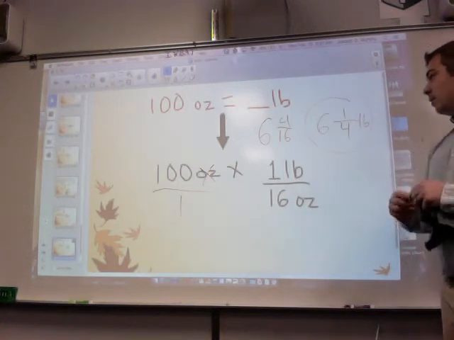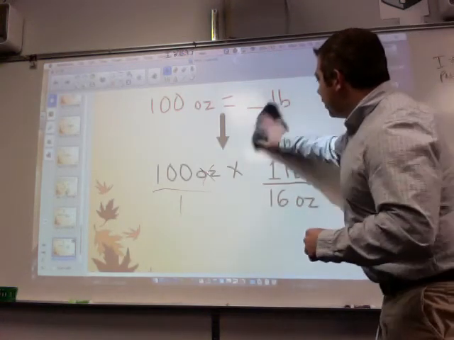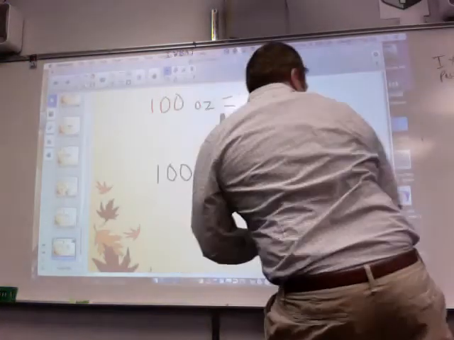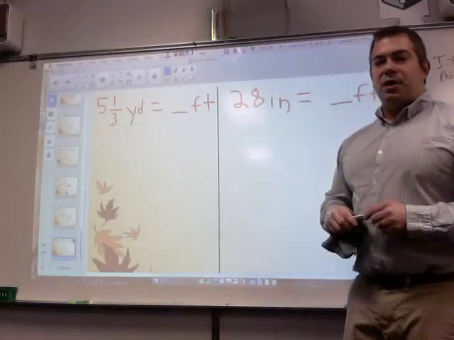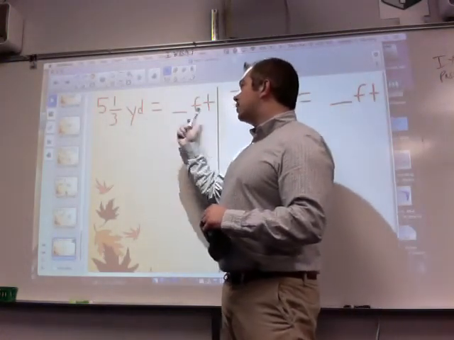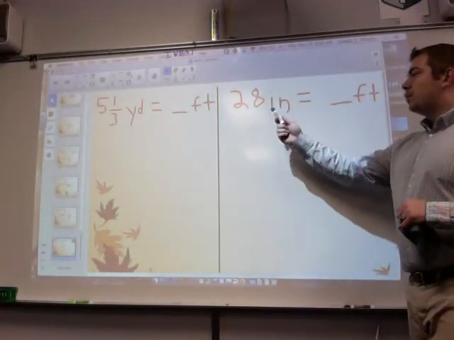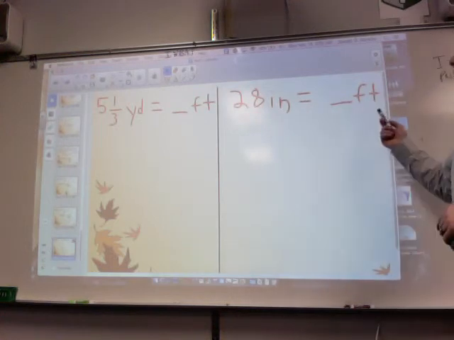All right. So you guys have only 2 problems to do. Here you have 5 1/3 yard equals how many feet? So you're going from yards to feet. You're going from a bigger unit to a smaller unit. Then you're going from 28 inches to how many feet? A smaller unit to a bigger unit.